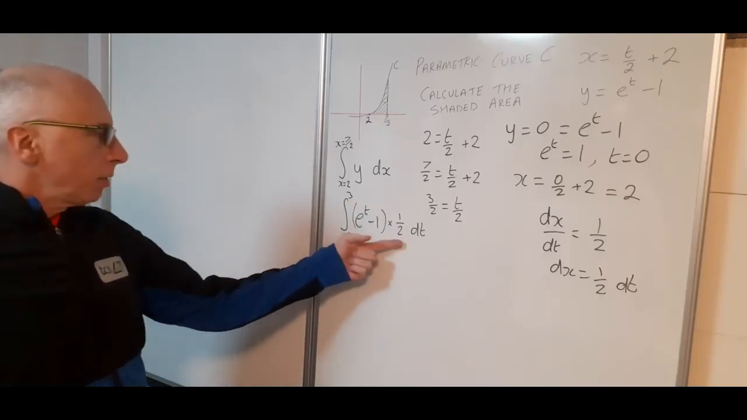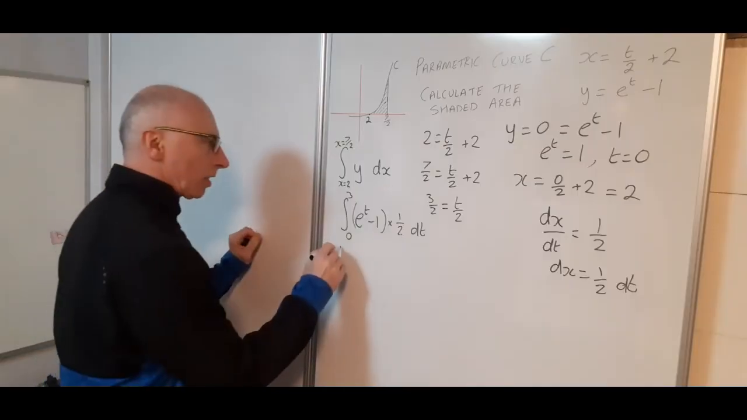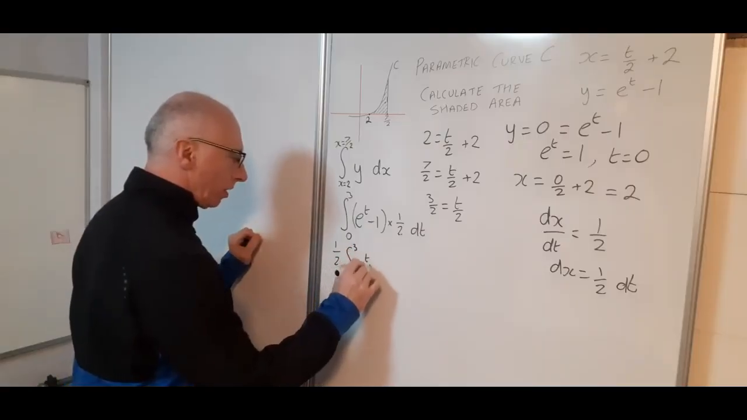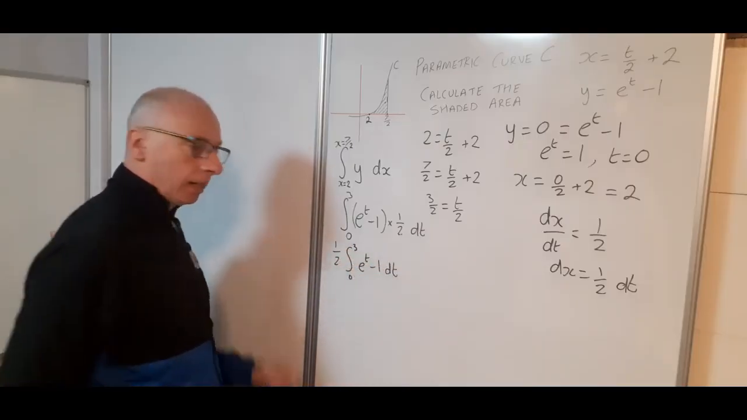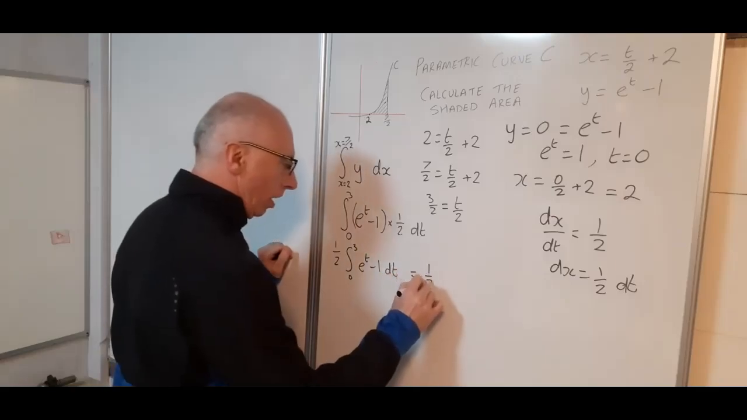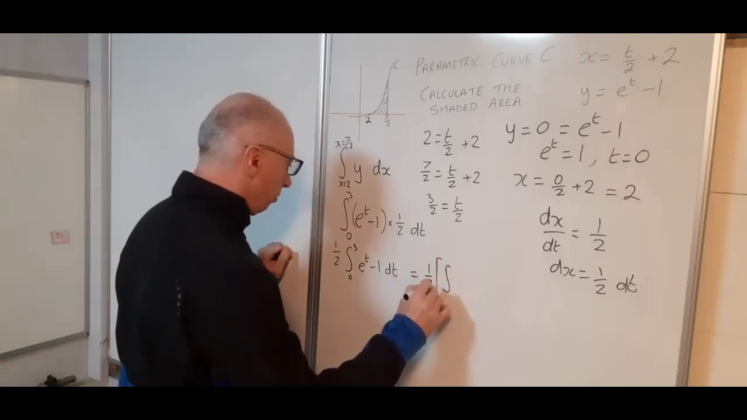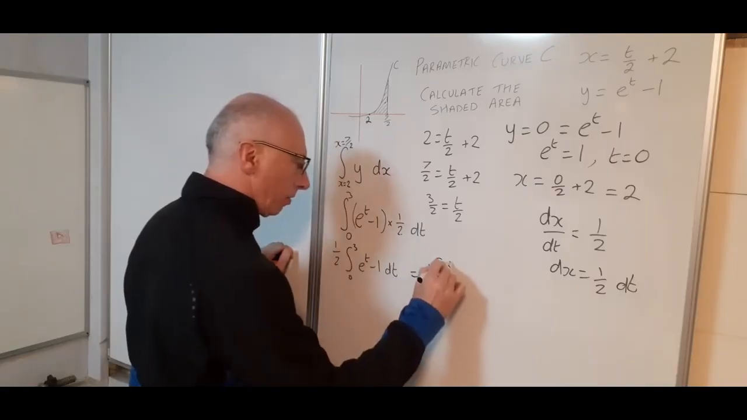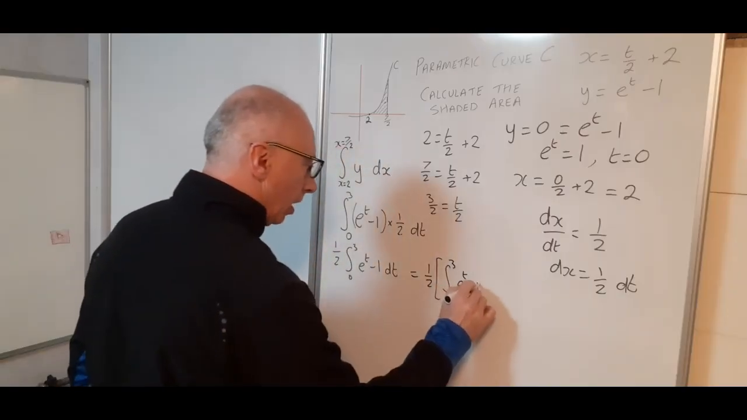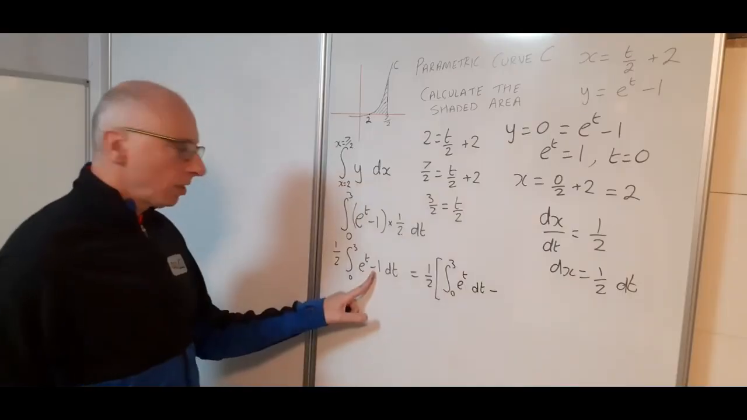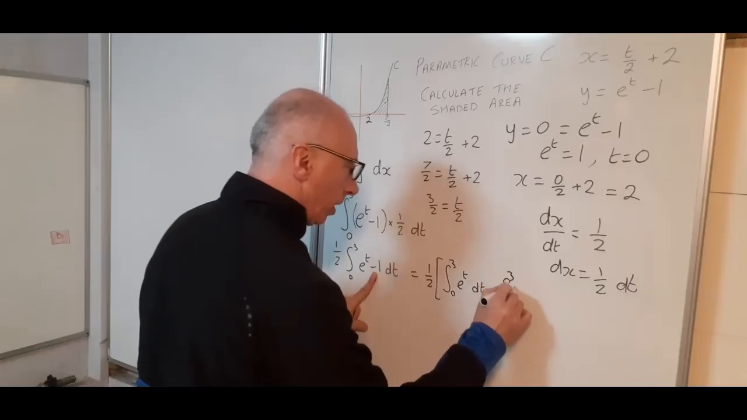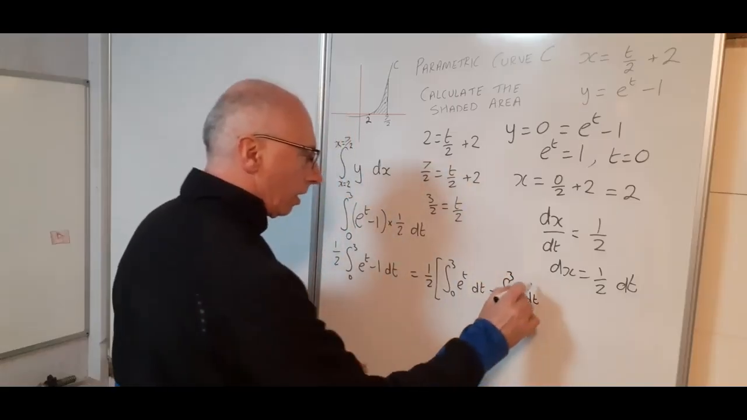Okay, let's bring this half out to the front. Makes our integral that much easier to work with. 0 to 3. Then I've got e to the t minus 1 dt. Now I'm going to split this into two integrals. So that's 1/2. And then I've got the integral 0 to 3 e to the t dt. And then minus the integral of 1 from 0 to 3. So the integral from 0 to 3 of 1 dt.